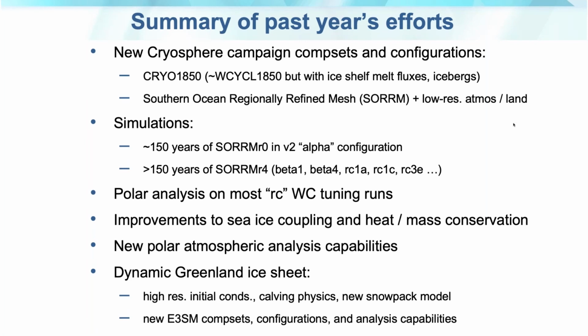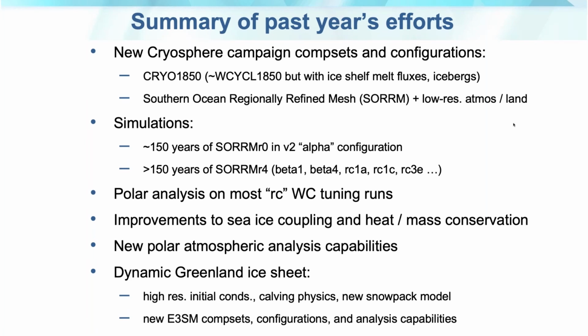So we've done Beta 1, Beta 4, RC1A, RC1C, the most recent one, and I suspect we'll keep on with that until we're at the version that water cycle is happy with. And that has given us at least a pretty good feeling of where we will be with our simulation configuration by the time water cycle is done with their tuning. We've also been keeping up running our more detailed polar analysis on most of the low resolution water cycle tuning runs, again, just so we have a better feeling for how that climate looks with respect to the things we're particularly interested in.